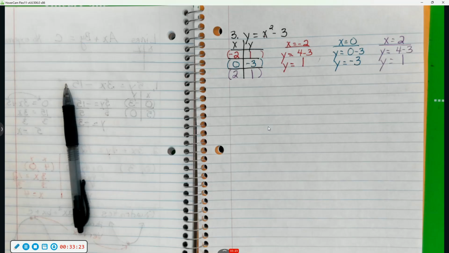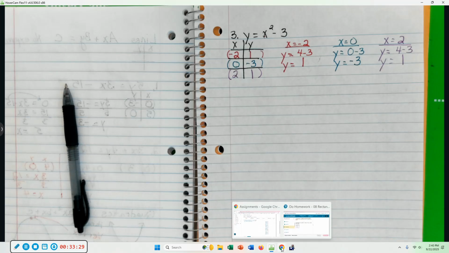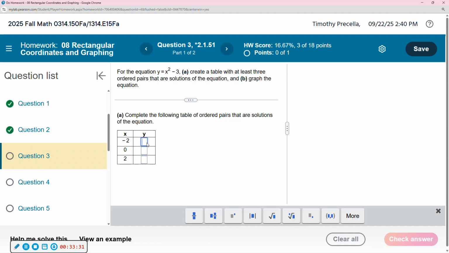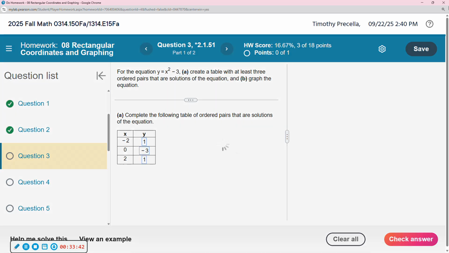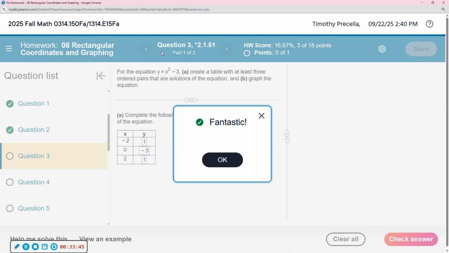Now, let me punch those numbers in. Let's see, what are we getting? A 1, negative 3, 1. 1, enter. Negative 3, enter. 1, enter. Okay.